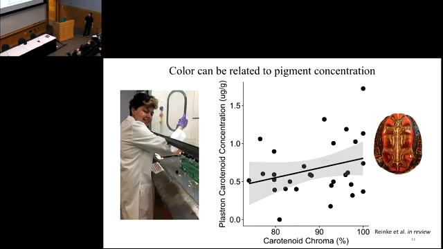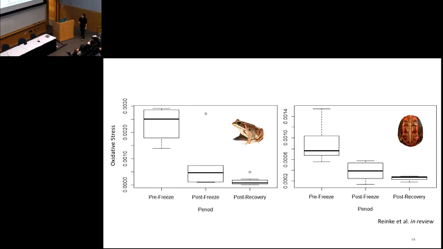I also, with the help of this lovely undergraduate assistant, made sure to establish this relationship between carotenoid chroma, which we can measure non-invasively just by using reflectance spectrometry on the plastron, with the actual carotenoid concentration in the plastron. And you can see it's not a super strong relationship, but it does give us an ability to predict how many carotenoids are in that shell based on the color of it.